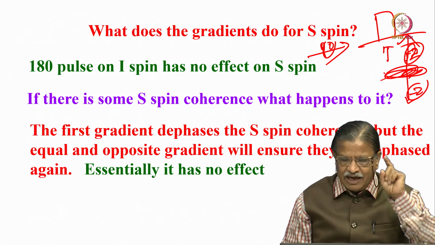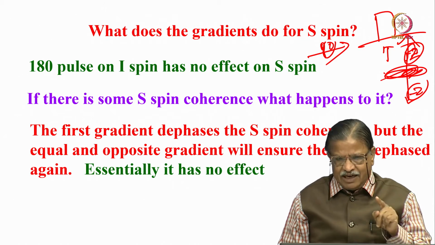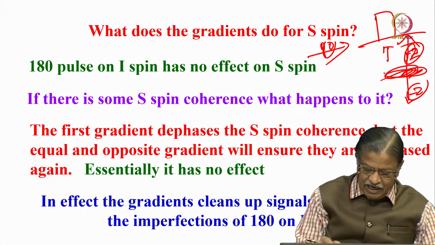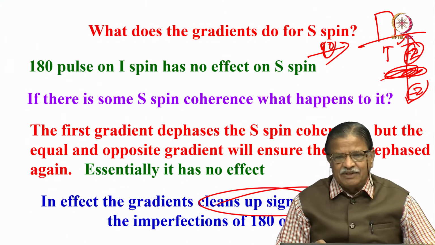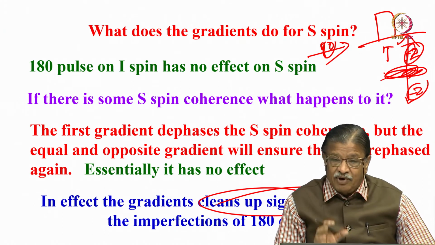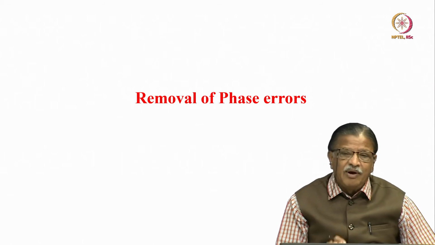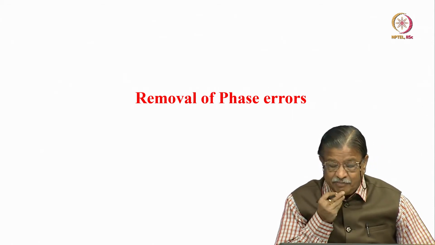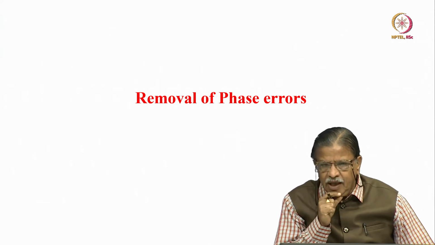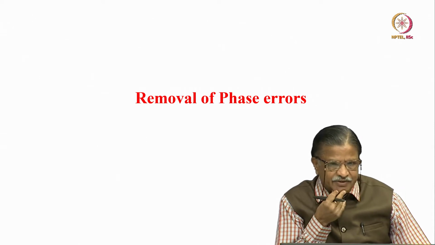It affects only I spin, to remove the transverse component which is created because of pulse imperfection. So this is the important concept of it. In effect, the gradient cleans up the signals due to 180 degree pulse imperfection. This is the important thing for the 180 pulse function. How do we remove 180 pulse imperfections? And this is where the gradient is useful. Can you remove the phase errors also? How do we remove the phase errors?